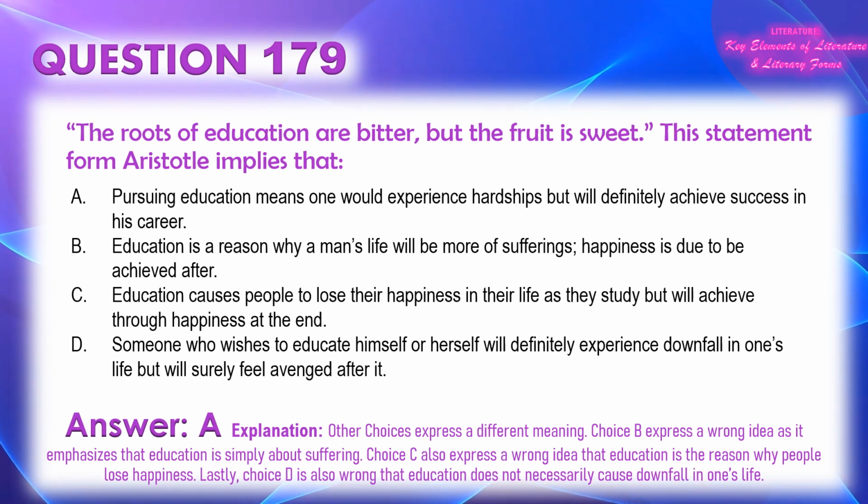Choice B expresses a wrong idea as it emphasizes that education is simply about suffering. Choice C also expresses a wrong idea that education is the reason why people lose happiness. Lastly, choice D is also wrong, as education does not necessarily cause downfall in one's life.